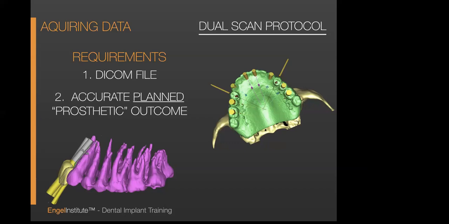Okay, now the second part of the scan. The first scan is the DICOM file, and the second scan is going to be the accurate planned outcome, which we refer to as the STL file, or stereolithography file. So now we have 2 files. We have a DICOM file, which shows us the black and white, and then we have an STL file, which shows us the white and the pink. Hope this makes sense, and we'll get into this more.